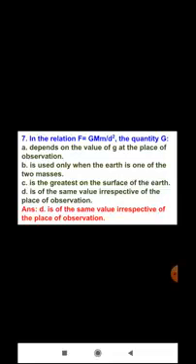In the relation F is equal to G m m by d square, here it can be r square even, because it's talking about distance.